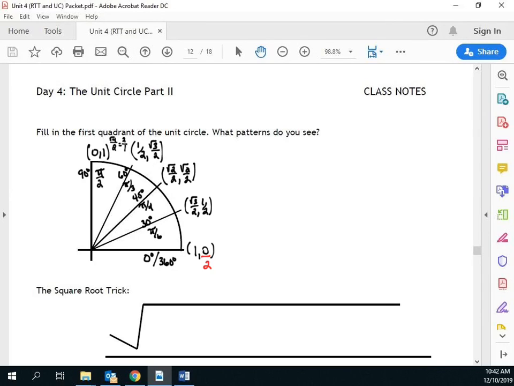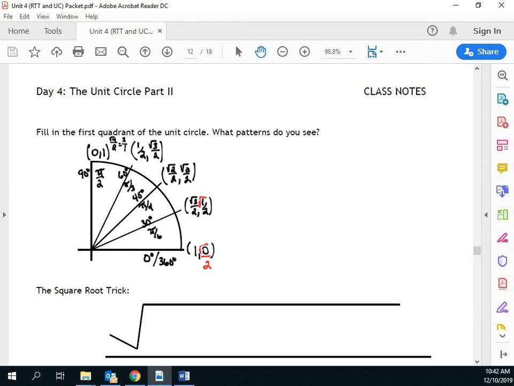So if I asked you to fill in the first quadrant of the unit circle, know the pattern. I'll start with my y values and start with 0, 1, 2, 3, and then I'll do 4. I'll put a square root over all of those. I can do the square root of 0 over 2, square root of 1 over 2, square root of 2 over 2, square root of 3 over 2, and square root of 4 over 2. Do y'all see that?